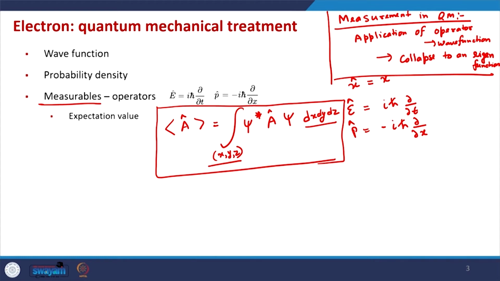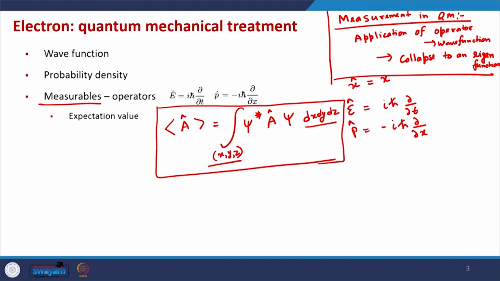It basically collapses the wave function to one of the eigenfunctions of the operator, the measurement operator. So, this is an important notion, and this is quite different from classical mechanics, in which measurement does not change the state of the system, but in this case the measurement collapses the wave function. It changes the wave function to one of the eigenfunctions of the measurable operator that we are measuring.